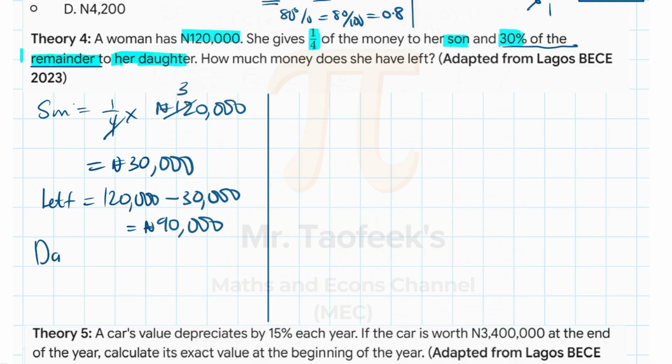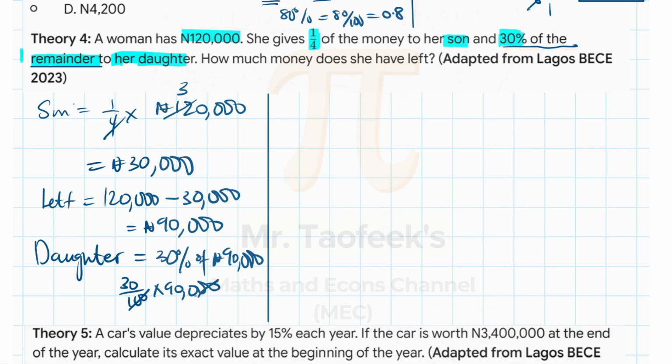So now to the daughter. The daughter gets 30% of the remainder. So 30% of what? 90,000 naira. So that is 30 over 100 times 90,000. So 2 zeros can cancel 2 zeros from here. And then we have 30 times 900. So 3 times 9, that is 27. And how many zeros do I have? 1, 2, 3. So this is the amount the daughter got.